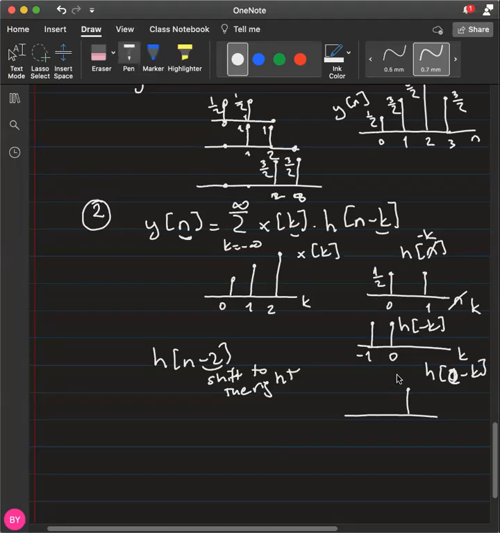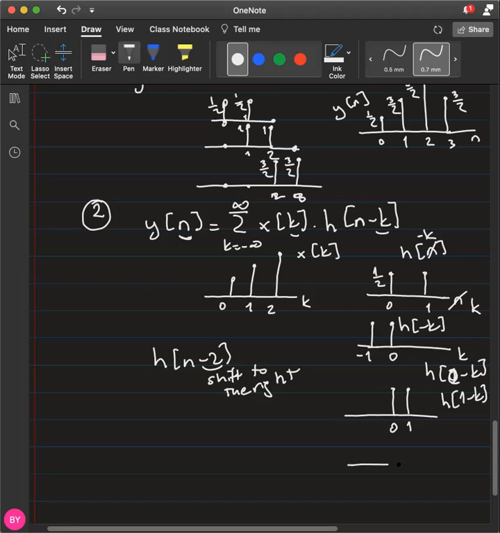Now, if we continue here, like we wrote n equals 0 here, 0 minus k will be the same, but just reflected with respect to the y-axis. Now, if I write h of 1 minus k, that means I'm going to move to the right. Okay, arkadaşlar? I'm going to keep the same signal, but this time 0 and 1. This is 1 minus k.